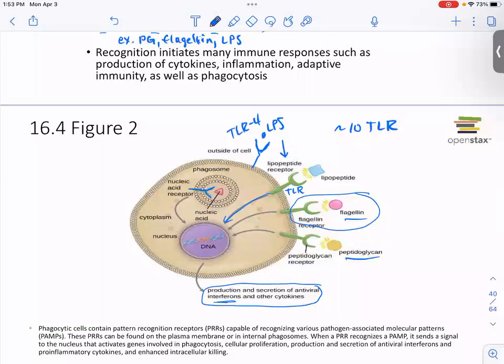Can you just clarify what LPS is? Yeah, so what's LPS? That stands for lipopolysaccharide.